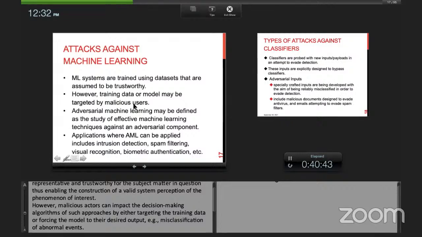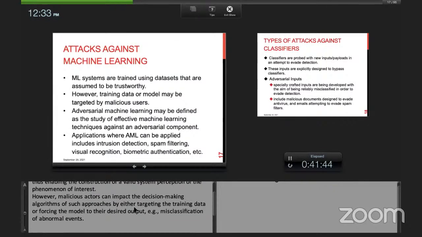So training data or the model, since you are feeding this data to a model, may be targeted by malicious users, because users in the system understand how important the data set and the models are to your system. So malicious users can impact the decision making algorithms. They may target the training data, or they may do something so that the model gets modified. This is one way of attacking, so that the output is according to their choice of interest. That means the model may be forced to produce output to their effect.